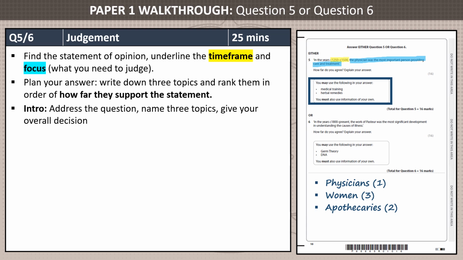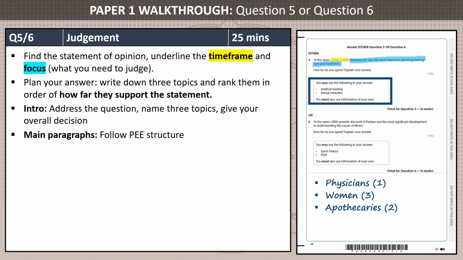Now you will need an intro for this question. In your intro, you should address the question, you should tell the reader what your 3 topics are going to be, and you should make an overall decision. How far do you agree with the statement? You could give your main reason why. Then you write 3 main paragraphs.